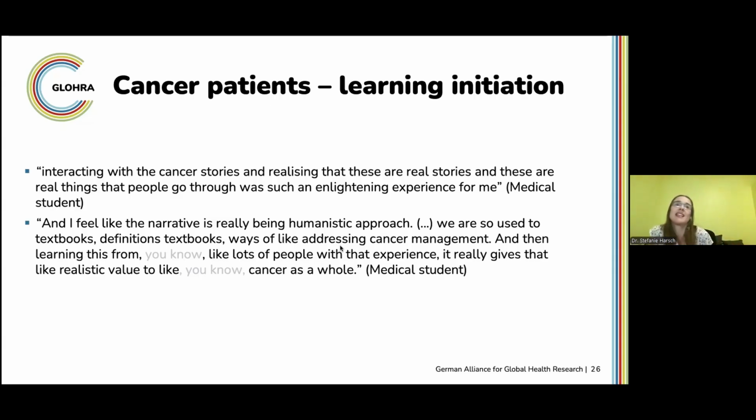And some of them said, I feel like the narrative is really a humanistic approach. We are so used to textbooks, definitions, textbook ways of addressing cancer management, and then learning this from lots of people with that experience, it really gives you a realistic value to cancer as a whole. And repeatedly they also said it really helped them, enlightened them, and it gave them second-hand learning because from the quietness of their home, they could learn it.